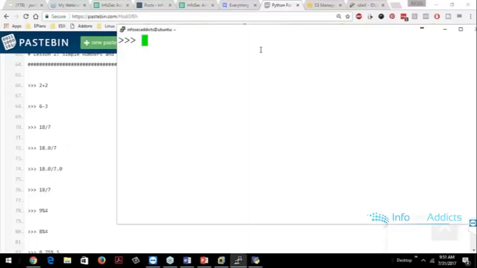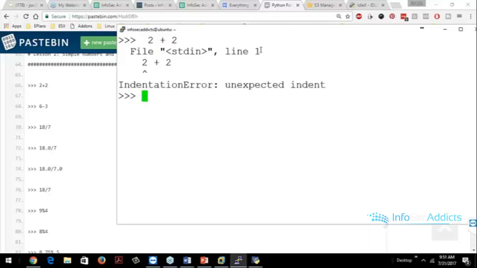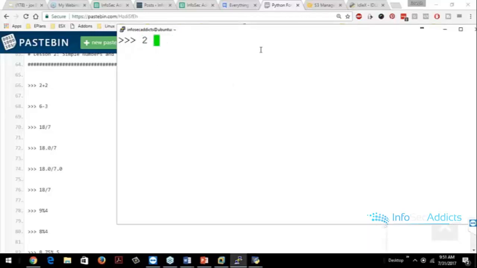Okay, so let's get started with some simple math. Let's go 2 plus 2. Working? Okay, let's go 6 minus 3. So working? Let's go 18 divided by 7. So working?